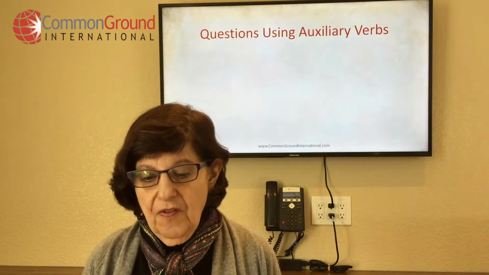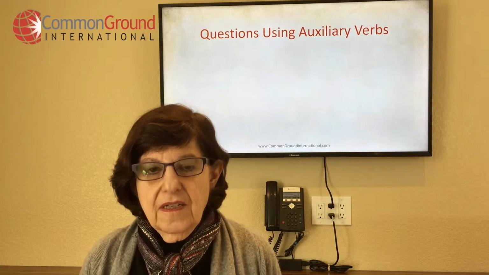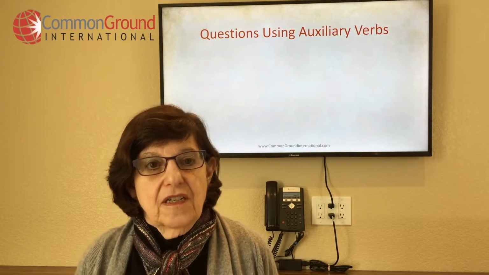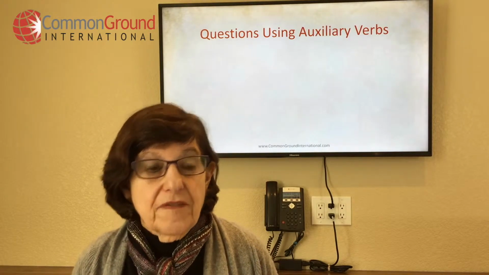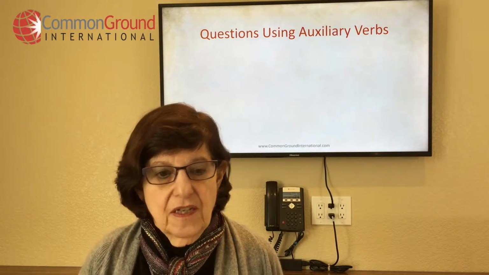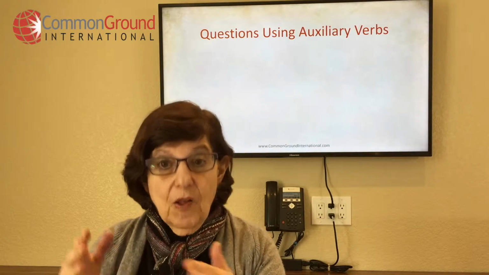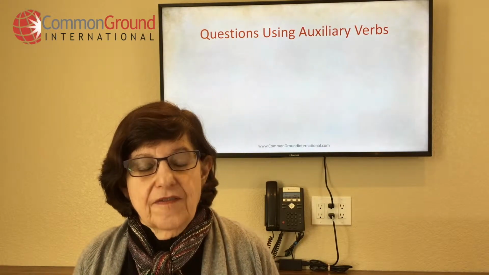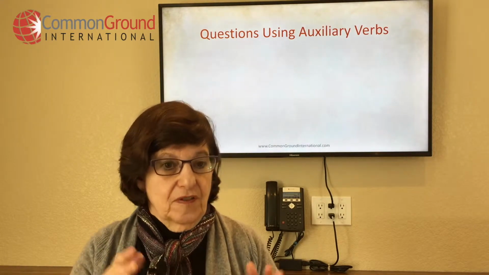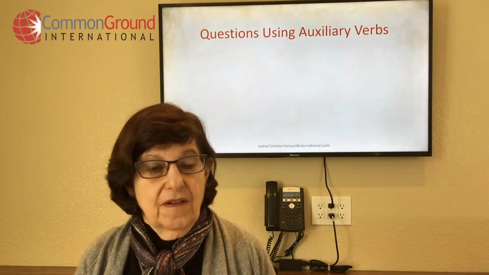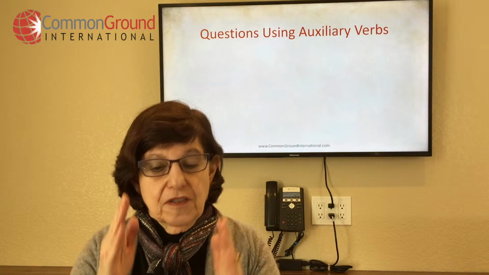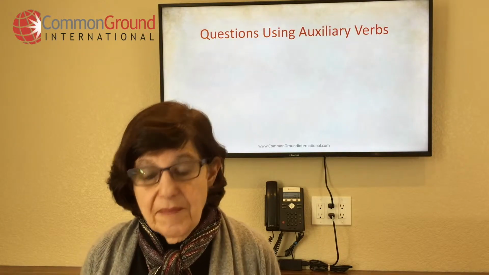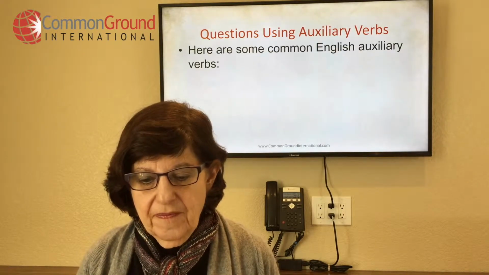Be is different than all the other verbs. In English, all the other verbs use an auxiliary verb when you ask a question, a smaller verb that helps the main verb. For every other verb in English, whether it's regular or irregular, as long as it isn't be, you need an auxiliary verb plus the main verb, the base form of the verb.